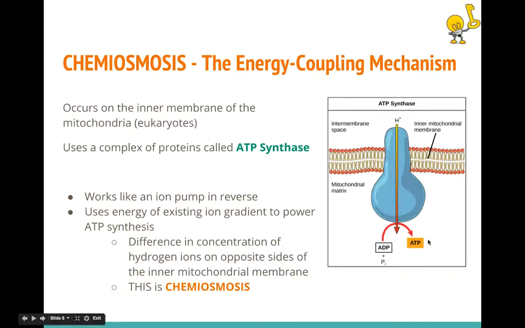And this ATP synthase actually works like an ion pump that's in reverse. So instead of pumping ions from low to high, it actually allows the flow of ions through it from high to low and generates the energy from that potential energy movement, high to low, to put together ADP and an inorganic phosphate. But remember that this is in reverse. So it's not actually doing active transport. It's using the flow from high to low to create this ATP, and that's actually called chemiosmosis.